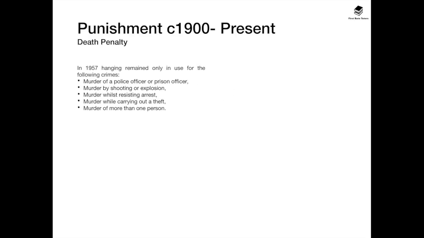In 1957, hanging remained only in use for the following crimes: murder of a police officer or prison officer, murder by shooting or explosion, murder while resisting arrest, murder while carrying out a theft, murder of more than one person.